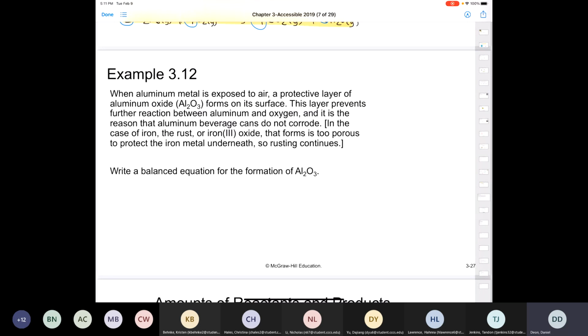It says, when aluminum metal is exposed to air, a protective layer of aluminum oxide, Al2O3, forms on its surface. This thin layer prevents further reaction between aluminum and oxygen, and it is the reason that aluminum beverage cans do not corrode. In the case of iron, the rust or iron(III) oxide that forms is too porous to protect the iron metal underneath, so rusting continues.